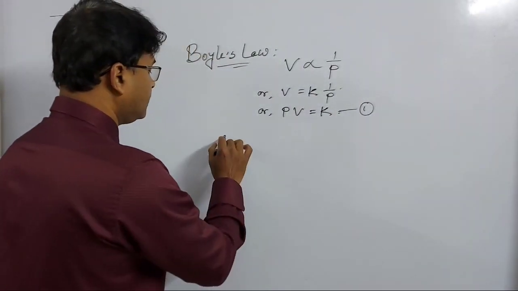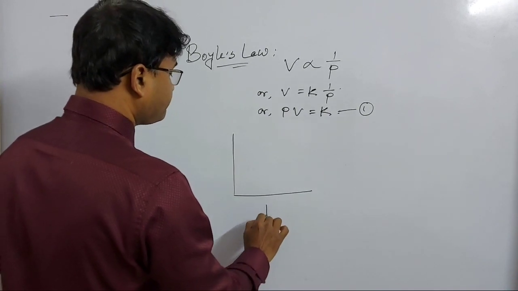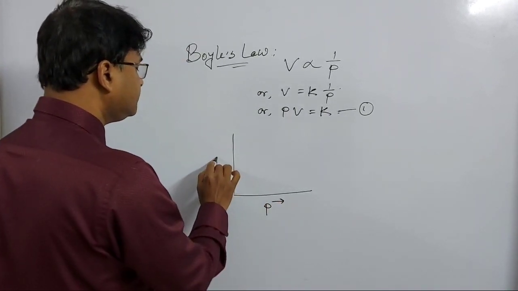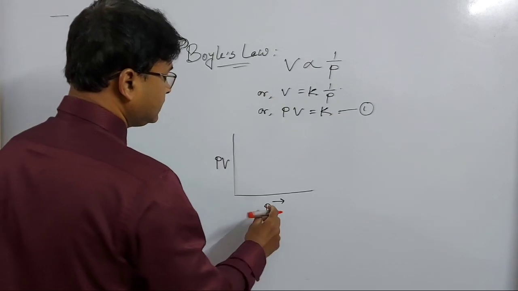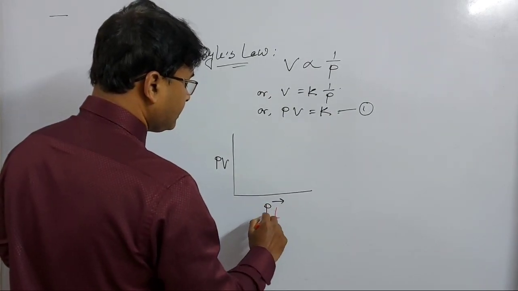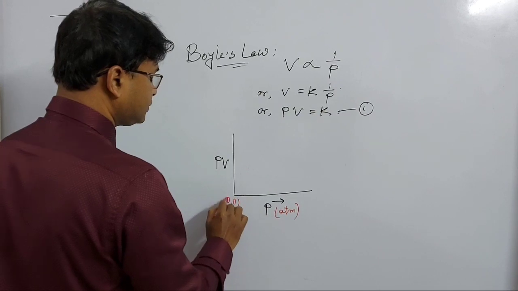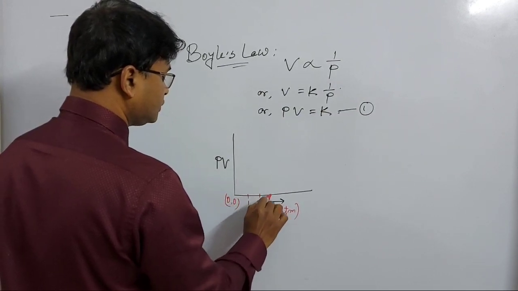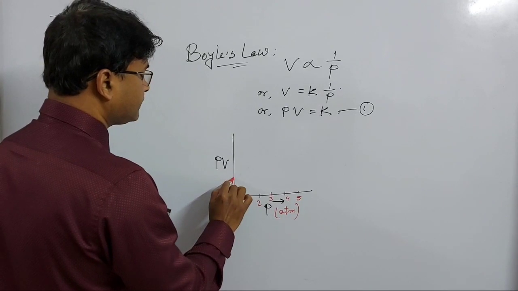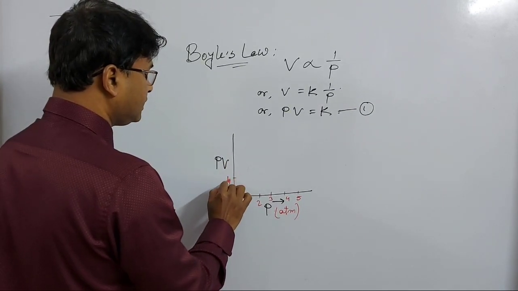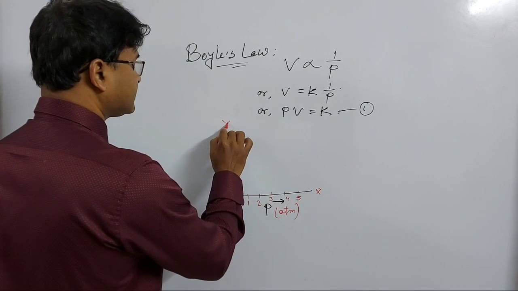So, if I draw a graph P versus PV, students, and let the unit of pressure be 1 atm, and here this is the origin 0, 0, then 1, 2, 3, 4, 5, and the values of PV are 1, 2, 3, on the x axis and y axis.